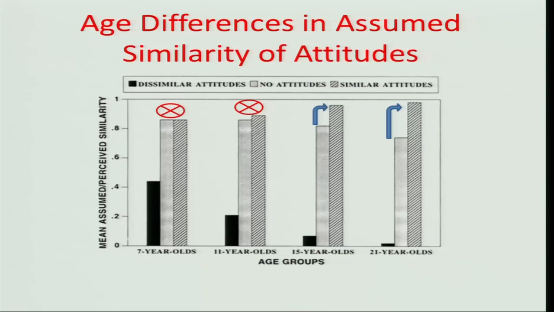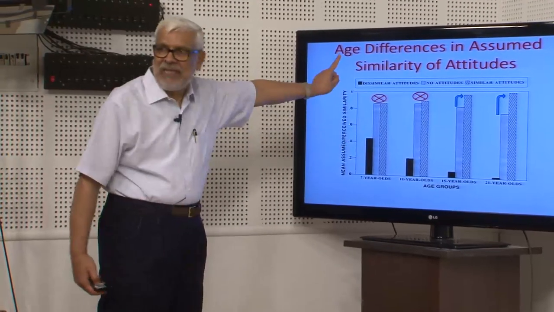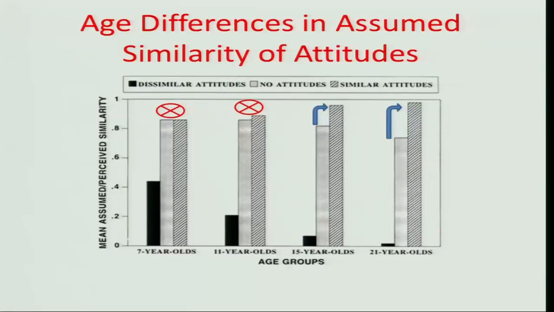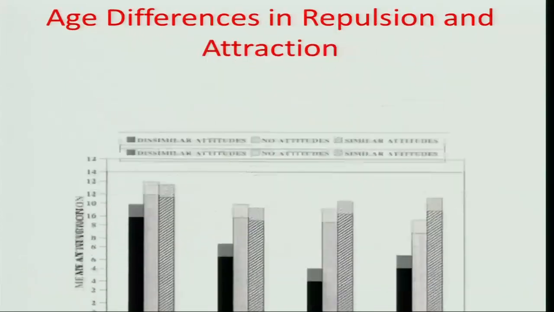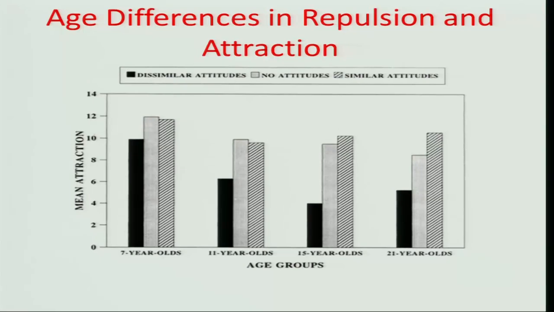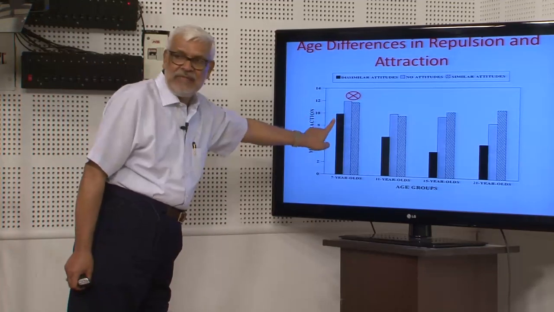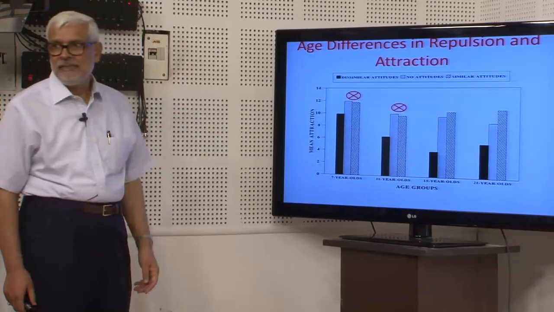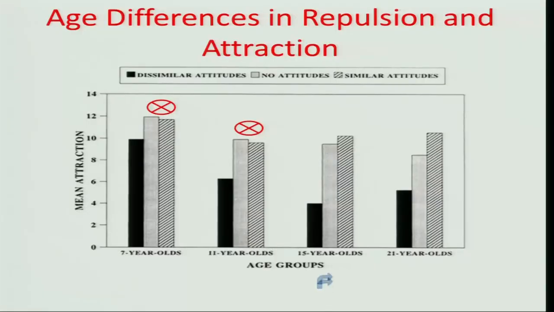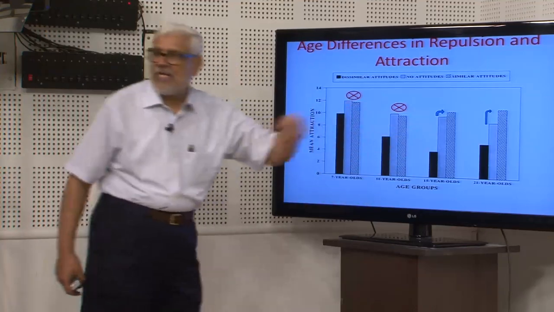What would be the consequence of this on attraction? This one is mean perceived or assumed similarity. You see the age difference here? Now, let us come back to attraction. When you come to attraction, precisely the same kind of thing we are finding. These two differ from dissimilarity, these two differ from similarity, and they do not differ. In contrast, when we come to 15-year-olds, they differ. When we come to 21-year-olds, they differ, and effectively all three are different.